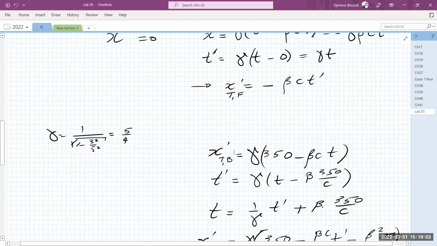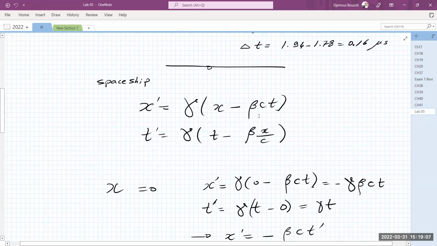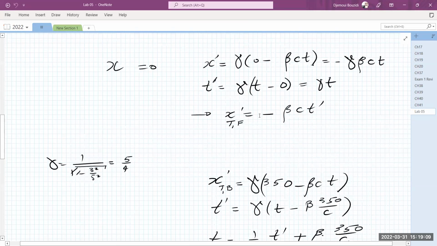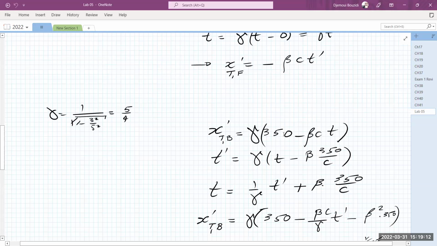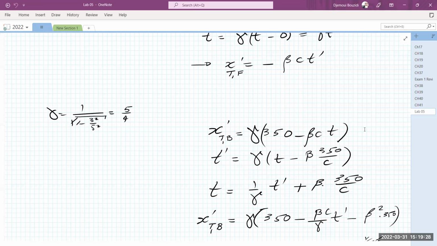That's the back. Plug into this equation, so it's going to be gamma times 350. It's the same Lorentz transformation, except now I have 350 instead of putting 0 for the front of the station. I'm putting 350, and t prime is this one. So it's a matter of getting rid of this t in favor of t prime so that I can report things in my own coordinate prime system for the station. So I can tell you where its front and where its back are all the time.